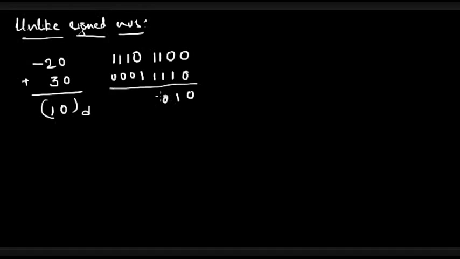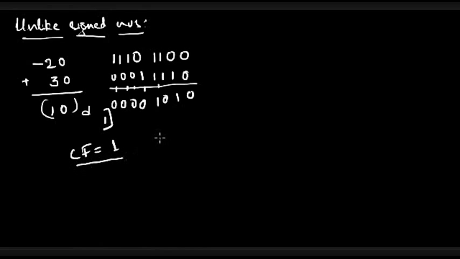When we add these two numbers, we will get 0 plus 0 is 0, 0 plus 1 is 1, 1 plus 1 is 0, and a carry 1, 1 plus 1 plus 1 is 1, and we'll get a carry 1, 1 plus 1 is 0, carry 1, 1 plus 1 is 0, and a carry 1, 1 plus 1 is 0, and we will get a carry 1. Here, carry flag is set to 1.